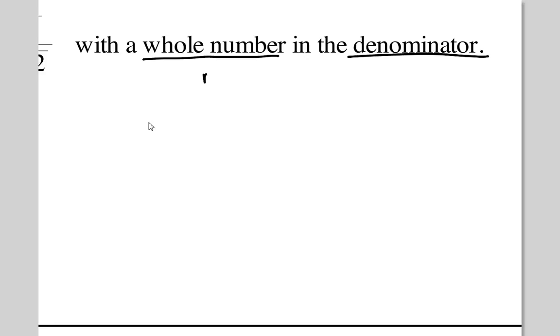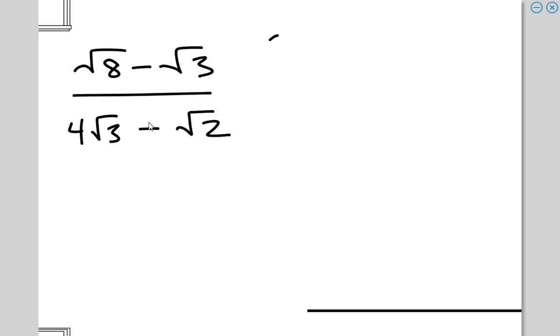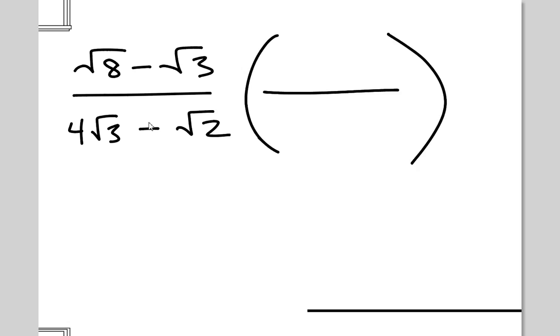Translation? Rational. Rationalize the denominator. That's the translation. I'm pretty sure on the tests it will just say rationalize the denominator. That's what it'll say. Okay? So just make a little note of that. So we have to do a carbon copy but use the conjugate. So 4 root 3 plus root 2. 4 root 3 plus root 2.